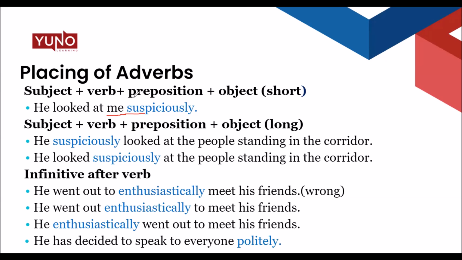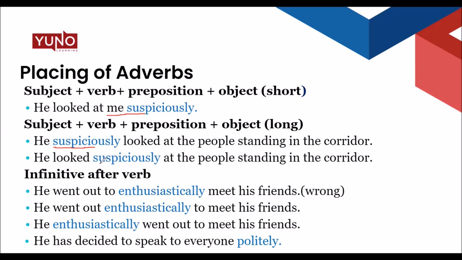Now, in case the object is long, then where do we place it? It comes here. It has the mid position. He suspiciously looked at the people standing in the corridor. And it can also come soon after the verb. He looked suspiciously at the people standing in the corridor. So when you have this combination, subject plus verb plus preposition, and the object is long after the preposition, then you can have the manner adverb at two places. Either this, he suspiciously looked at the people standing in the corridor, or he looked suspiciously at the people standing in the corridor. So before the verb or soon after the verb.